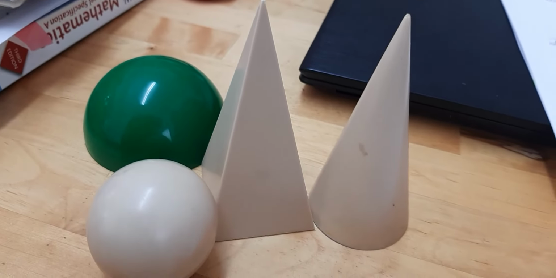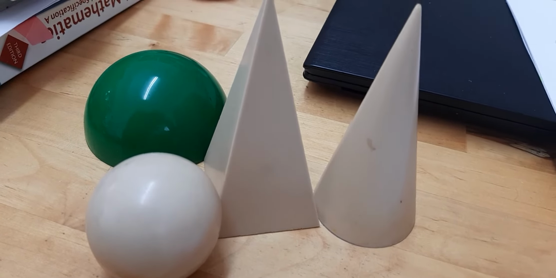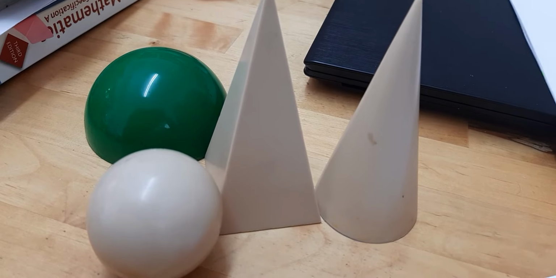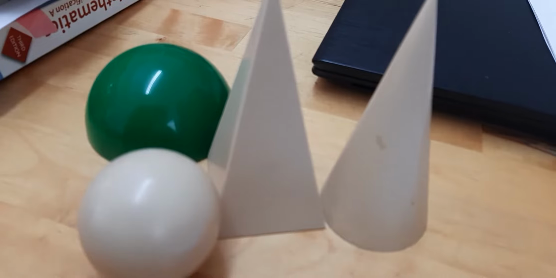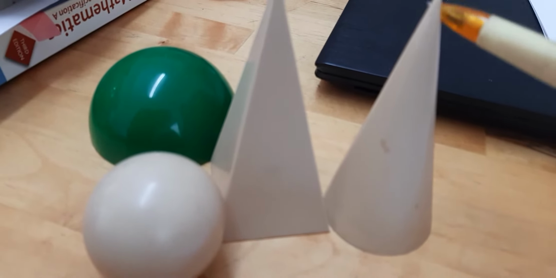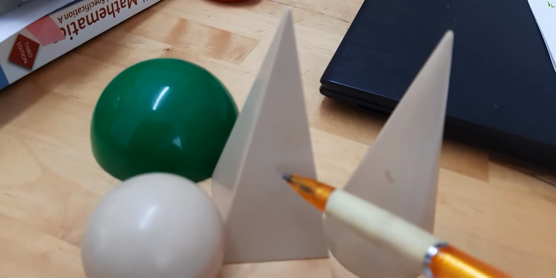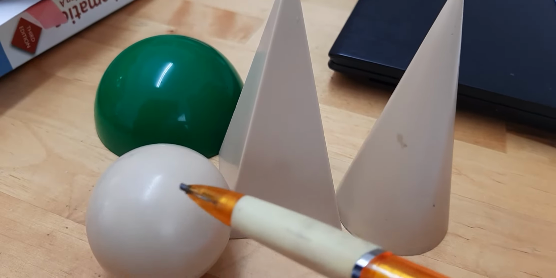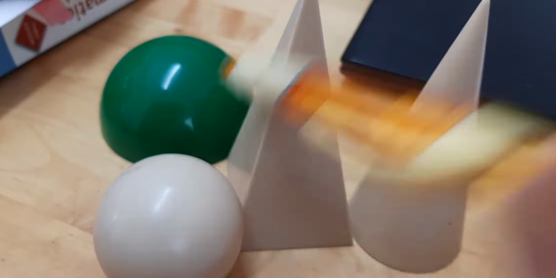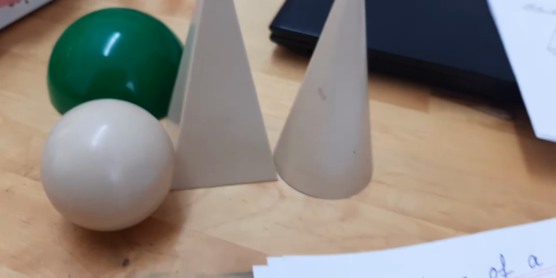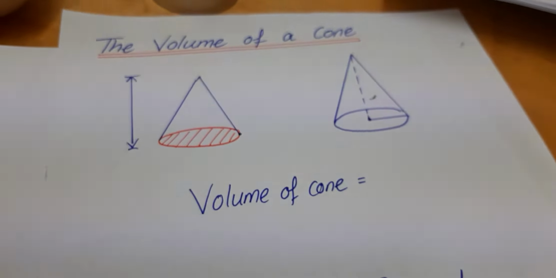Today we'll be looking at finding the volume of shapes which are not prisms. So we'll be looking at the cone, the pyramid and the sphere. And this at the back is half a sphere. It's called a hemisphere. Alright, so we'll start off with the volume of a cone.